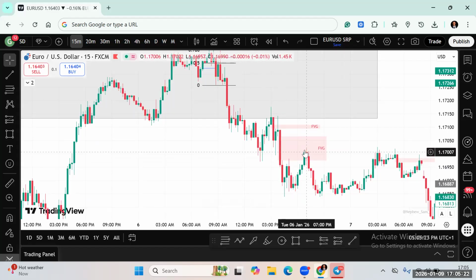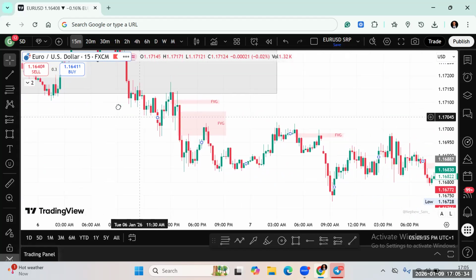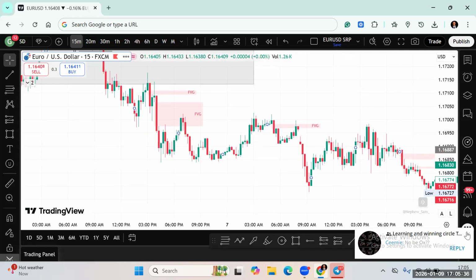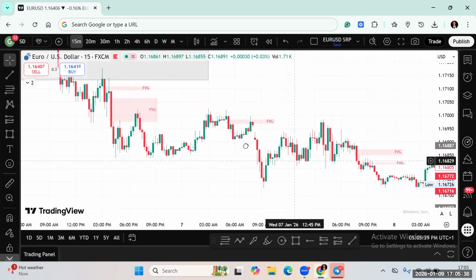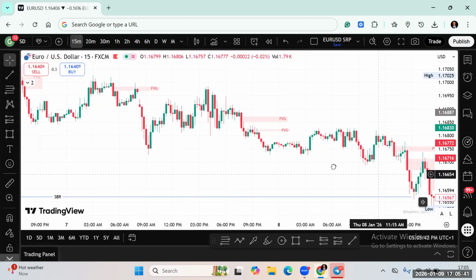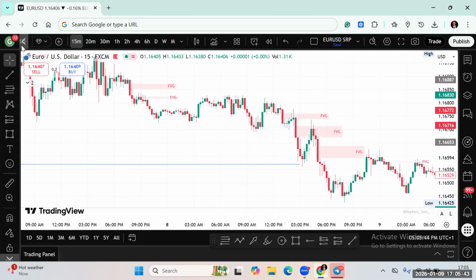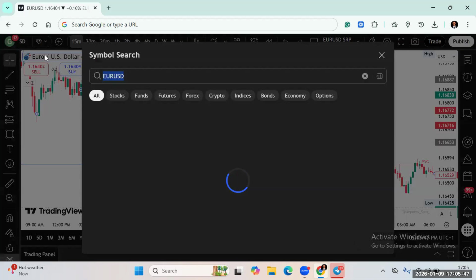He broke this low, came here to this fair value gap. First of all, he broke this low, came to this place and gave entry. Broke this low. If you use this range, broke this low, came to this fair value gap. He's been giving entry since then. Range for some days and continue to give entry. Let's go to the trade we took on USD JPY.